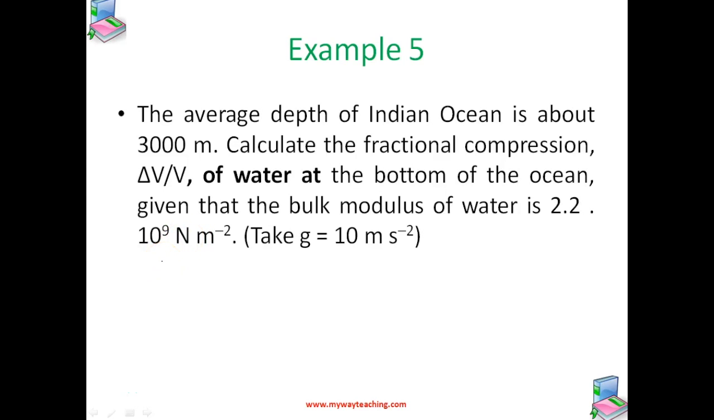In this part, let us solve a very simple problem. The average depth of the Indian Ocean is about 3000 meters. Calculate the fractional compression, that is delta V by V, of water at the bottom of the ocean, given that the bulk modulus of water is 2.2 into 10 raised to 9 Newton per meter square. Take g equal to 10 meter per second square.